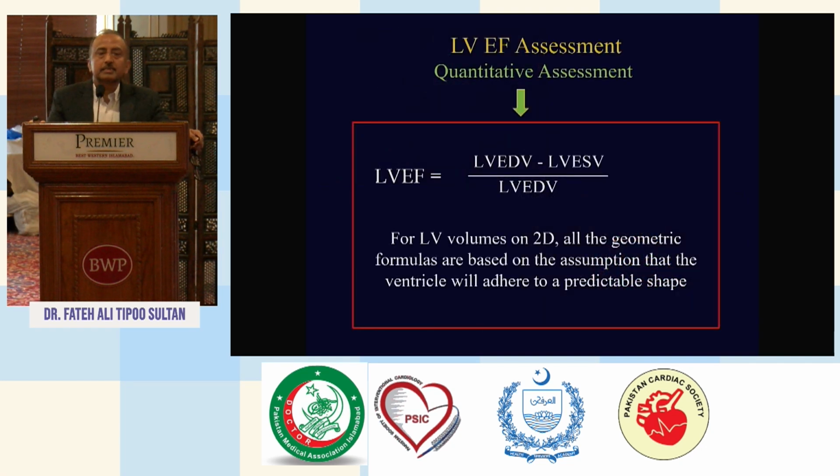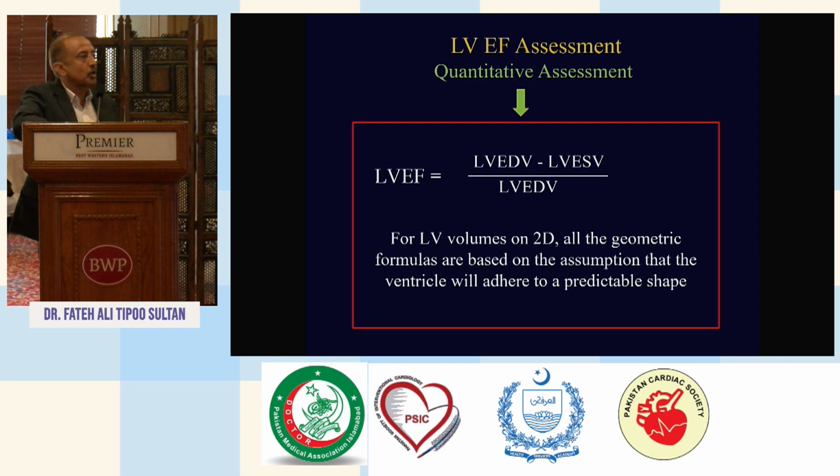So how can we make things more accurate? By doing the quantitative measurements of LVEF, this would be rather more accurate, and there will be less variability. But the problem again is that the formula for the quantitative measurement of LVEF is LV end diastolic volume minus LV end systolic volume, divided by LV end diastolic volume. But on 2D, we usually just take the dimensions, not the volumes. So for the accurate calculation or quantification of EF, we actually need the volumes.